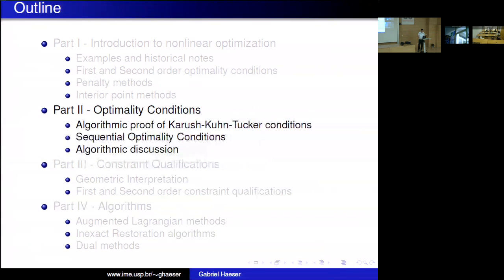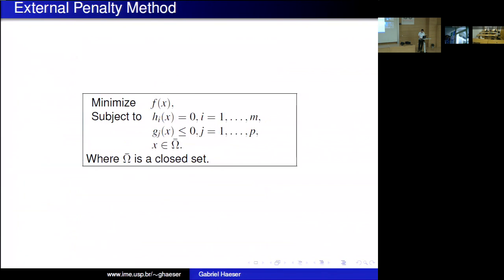Okay. So, this second part, we will do a proof of the KKT conditions. It's an algorithm proof. You can find it in the book of Bertsekas. And then I will focus on some other optimality conditions called sequential, and some discussion about some algorithms. Okay, so we begin.